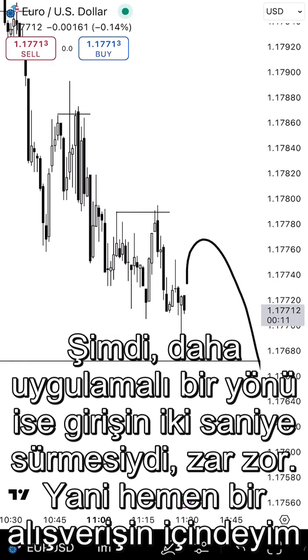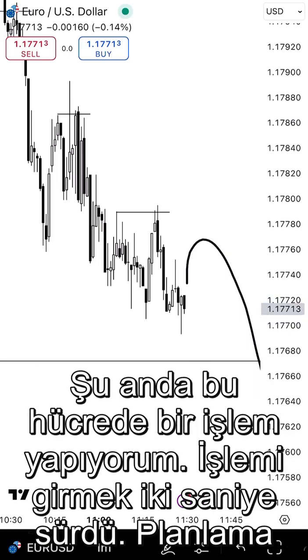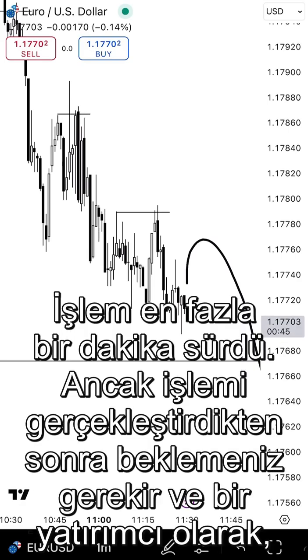Now, a more executional aspect is that entering was 2 seconds, barely. Right, so I'm in a trade right now. Right now, I'm in a trade in this sell. Entering the trade was 2 seconds. Planning the trade was a minute at most.